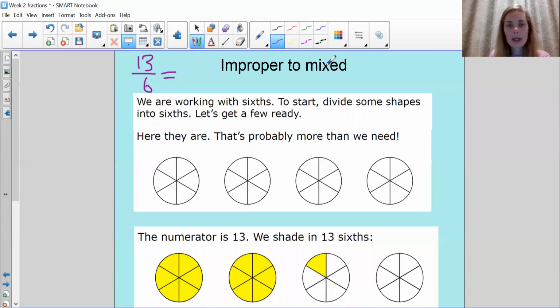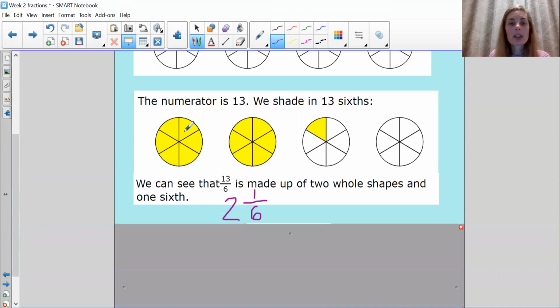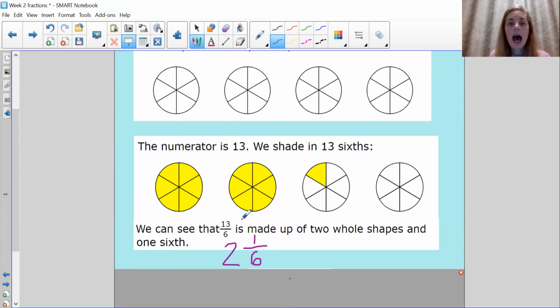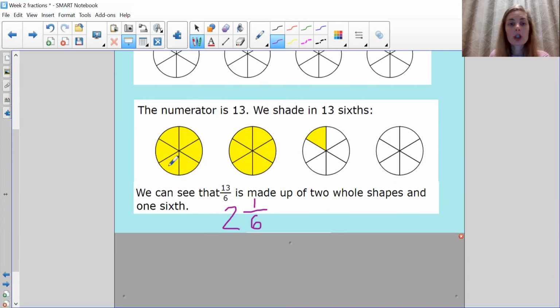Okay, so let's quickly go through that again. I'm going from improper to mixed. So I'm taking my improper fraction. I've got 6, so I'm going to be dividing some of my pizzas into 6. I'm then going to shade 13 because it says that I've got 13 slices. So I shade the 13 and then I have a look and it says that I've got 2 whole pizzas that I've eaten and I have 1 slice here that I've eaten out of the 6. So I've got 2 whole, but I'm still left with 1 slice.